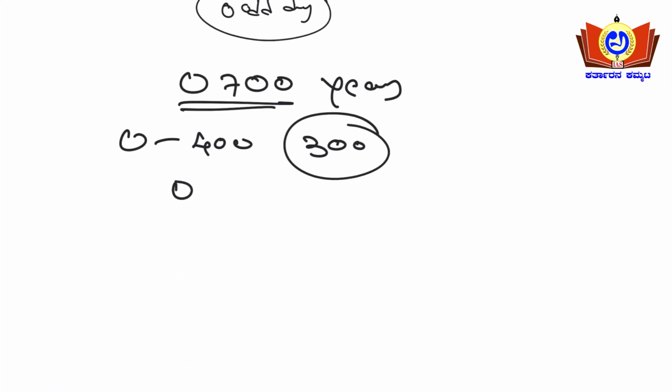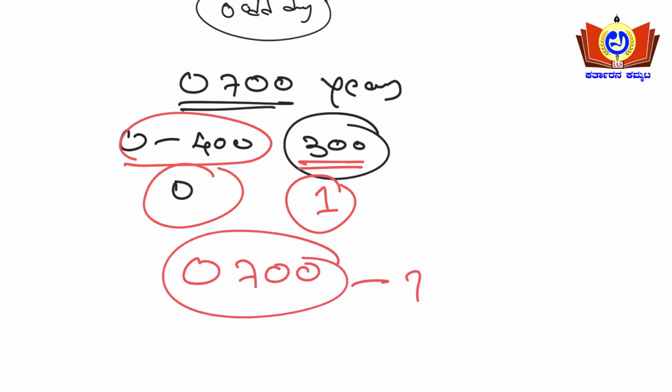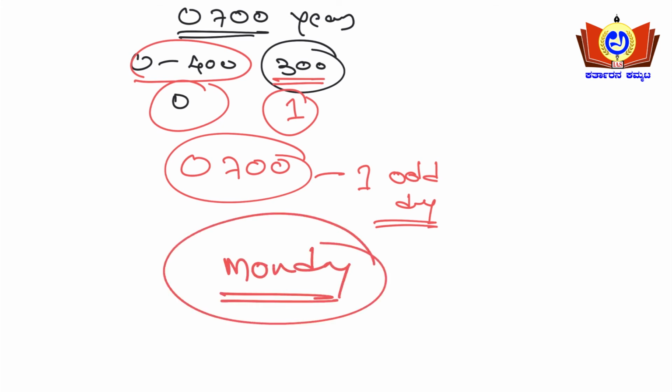see 0 to 400 is 0 odd days, and 300 years one odd day will be there here. So it's nothing but 0 to 700 means actually one odd day will be there. One odd day. Yes or no? So 1 means actually that is Monday. Simple, right? Yes or no?